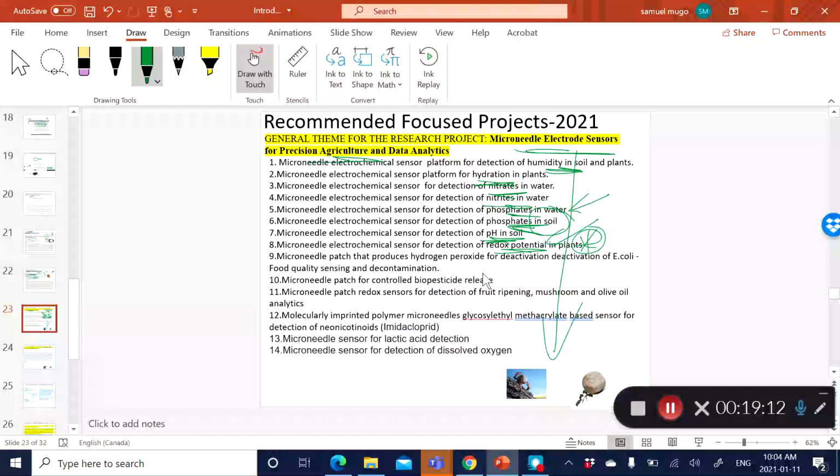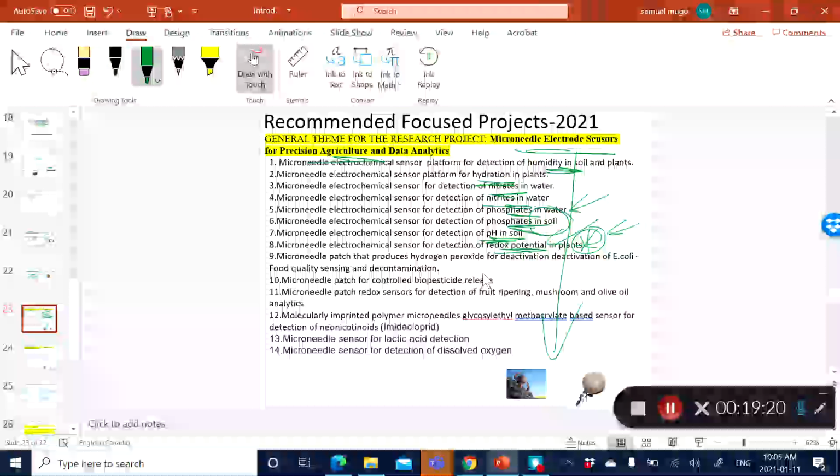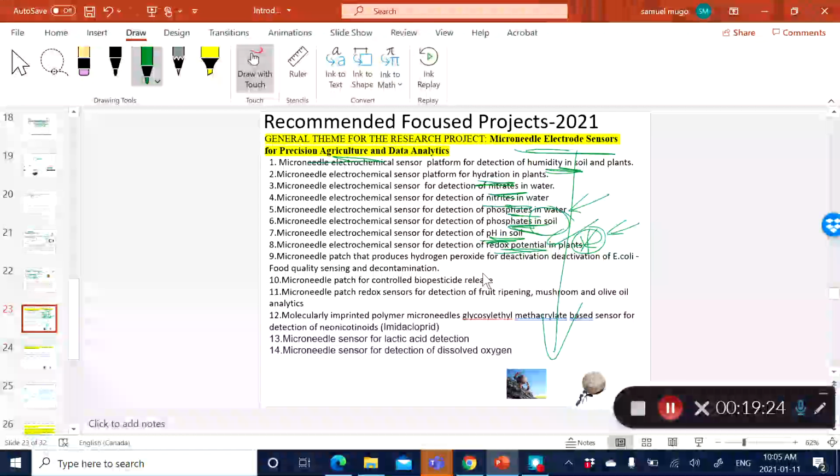And so I would really like somebody to actually work on that. And of course, we've done a bit of work on that in the lab, so it wouldn't be very difficult for the student who continues to do that work.